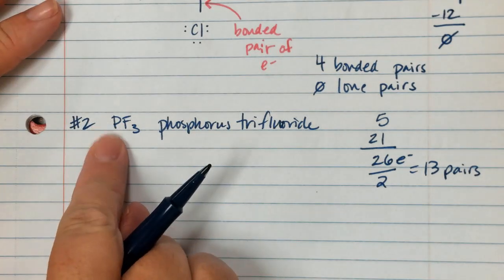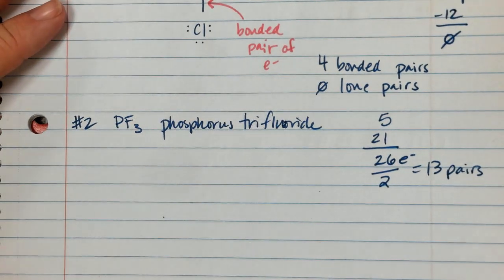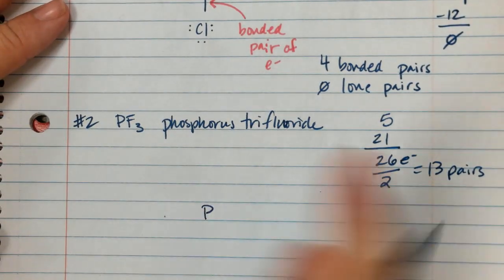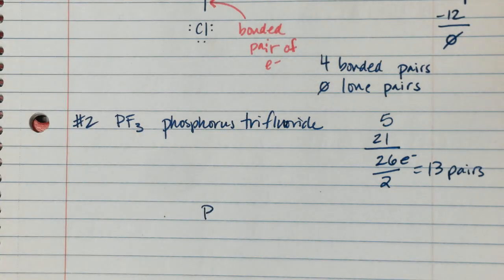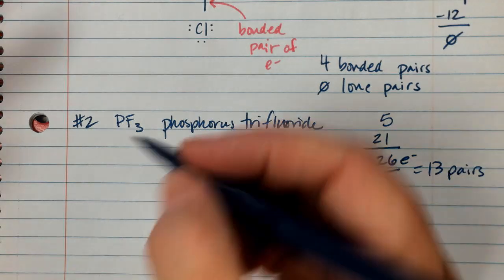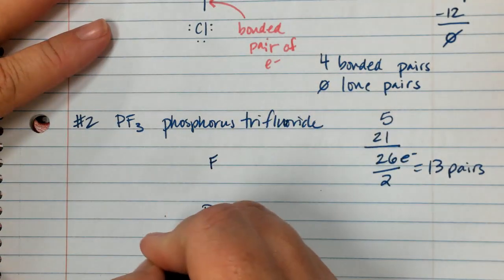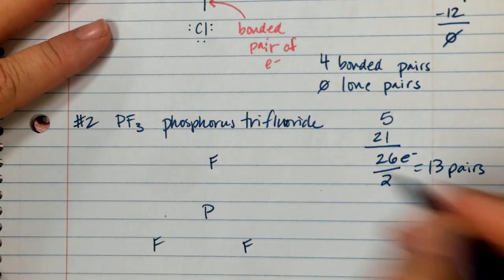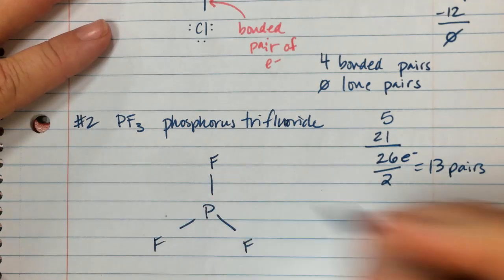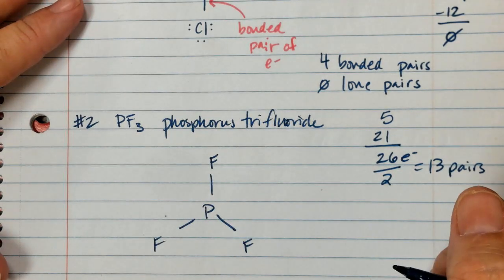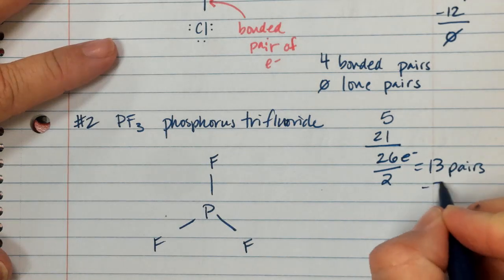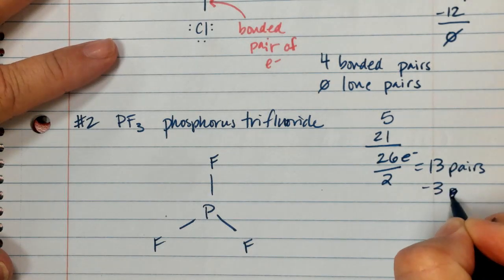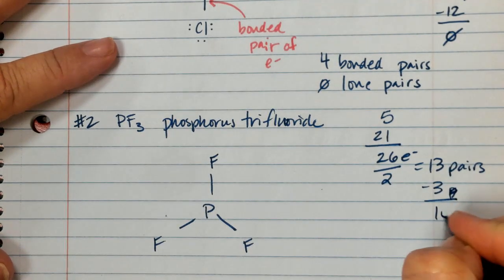So who's going to be the central atom? Phosphorus. Okay. We learned last unit that these guys want to get as far away from each other as possible. So what kind of configuration should I put the fluorines in? A triangle. So I'm going to put a fluorine here, and one here, and one here, and draw a line to each one. And the line represents a what? Bonded pair. Okay, so I have now used 3 pairs. I've used 3, so I have 10 left.